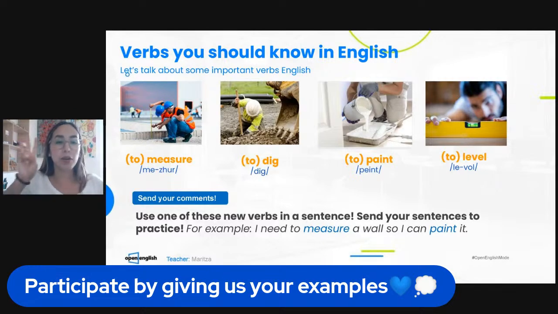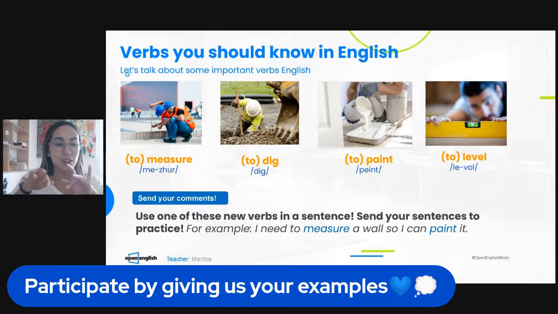Okay. And number three, to paint. I need to paint my wall, for example. Okay, very good, Karebe. They were digging to find the treasure. Excellent. And number 4, to level. When you want something to be straight, we want to put a level. We want to level something. We don't want a shelf to end up like this, or things will fall off. We want it to be level.